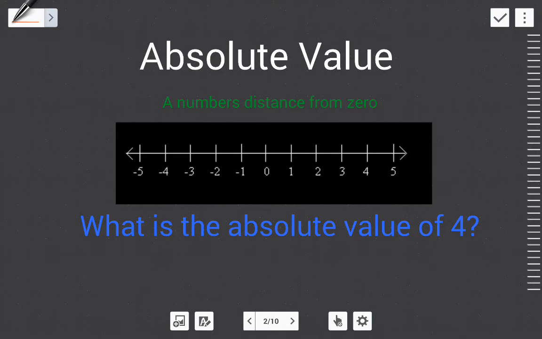Well, what is absolute value? It's nothing but a fancy way of saying how far away a number is from zero. So if I were to ask you, what is the absolute value of 4? If you were to plot 4 on a number line, we can see that 4 is 1, 2, 3, 4 units away from 0. So we can say that the absolute value of 4 is 4.